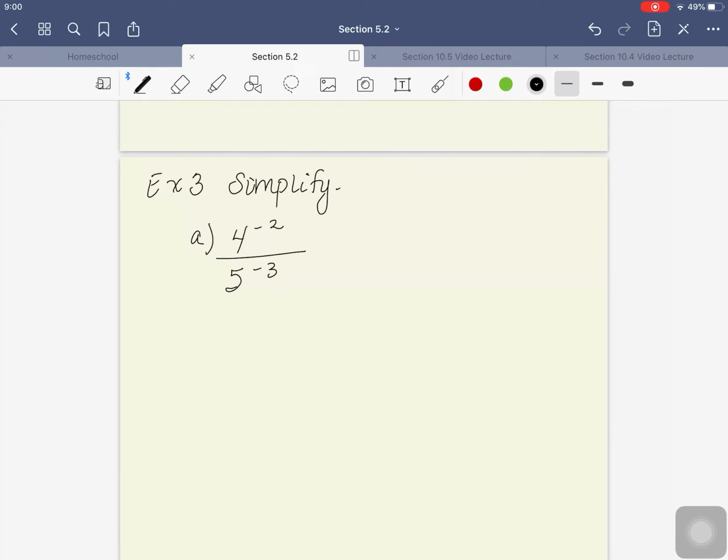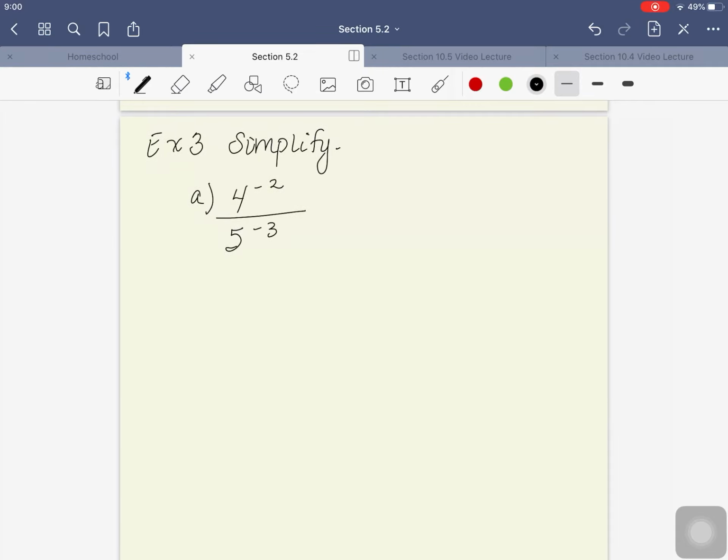All right, with this one, we have a negative exponent in the numerator and denominator. They both need to be flipped. So that would be 5 to the positive third over 4 to the positive second. 5 to the third is 125, and 4 squared is 16.